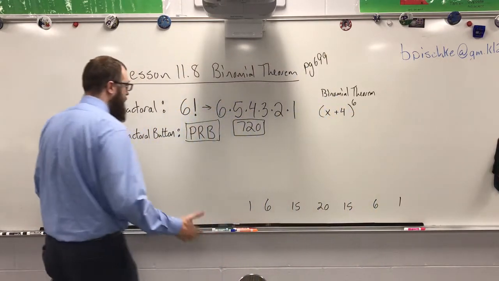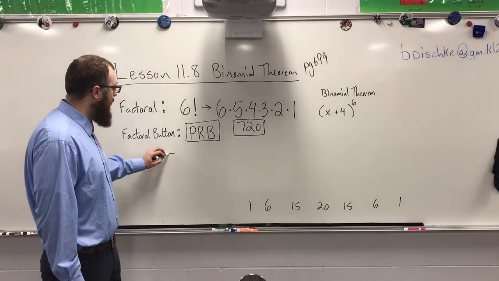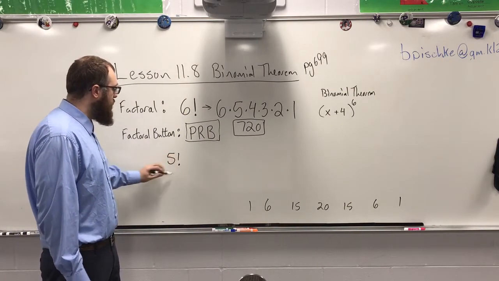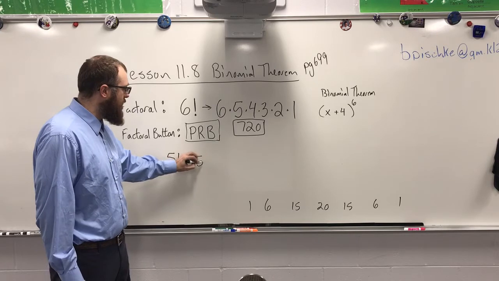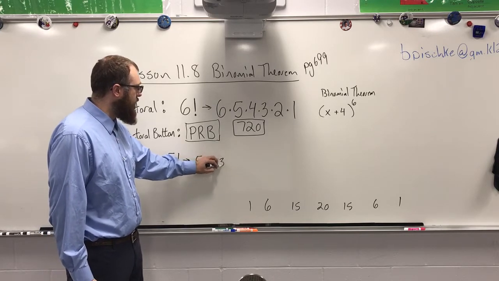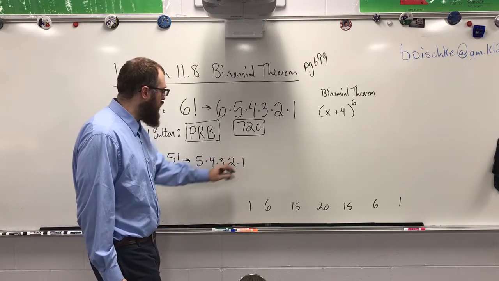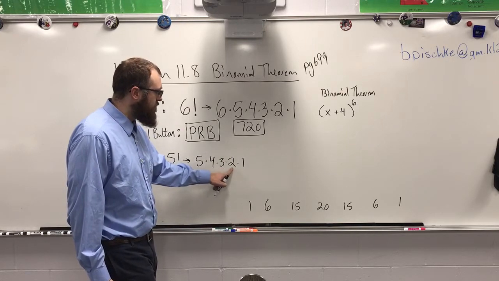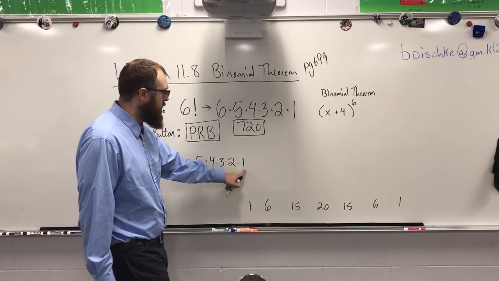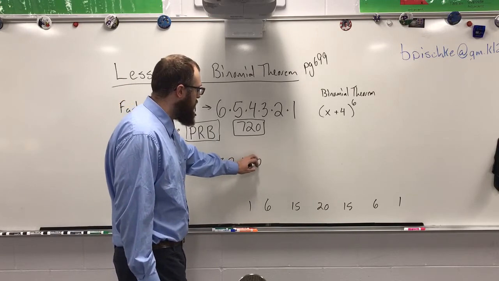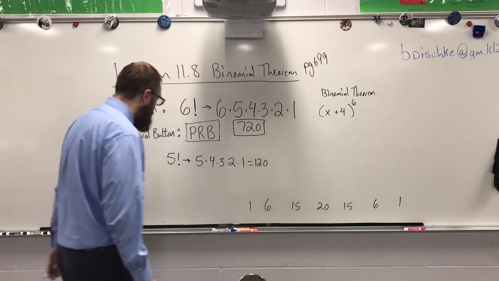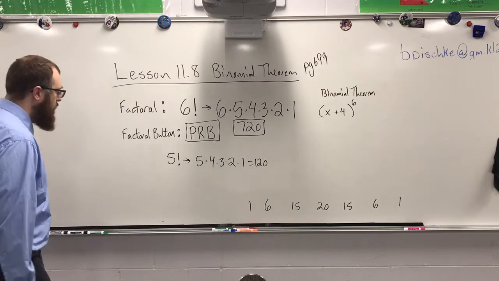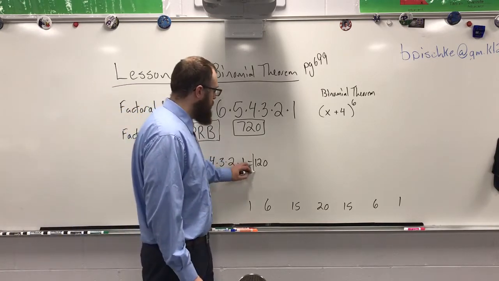So hopefully there isn't any question here. I'm going to do one more quick example. Let's do 5 factorial. So 5 factorial would be 5 times 4 times 3 times 2 times 1. 5 times 4 is 20, times 3 is 60, times 2 is 120, times 1 is 120. So 5 factorial is 120.